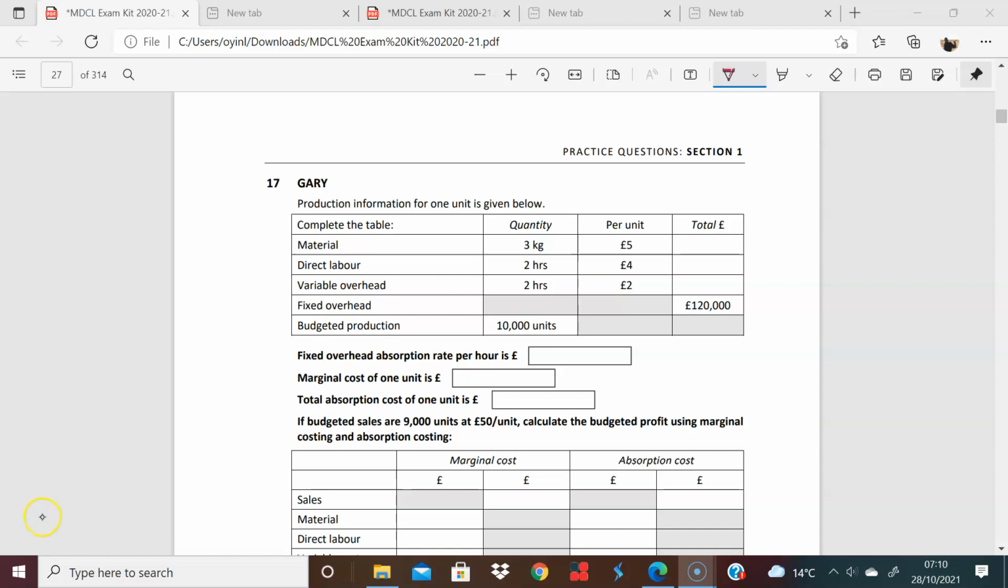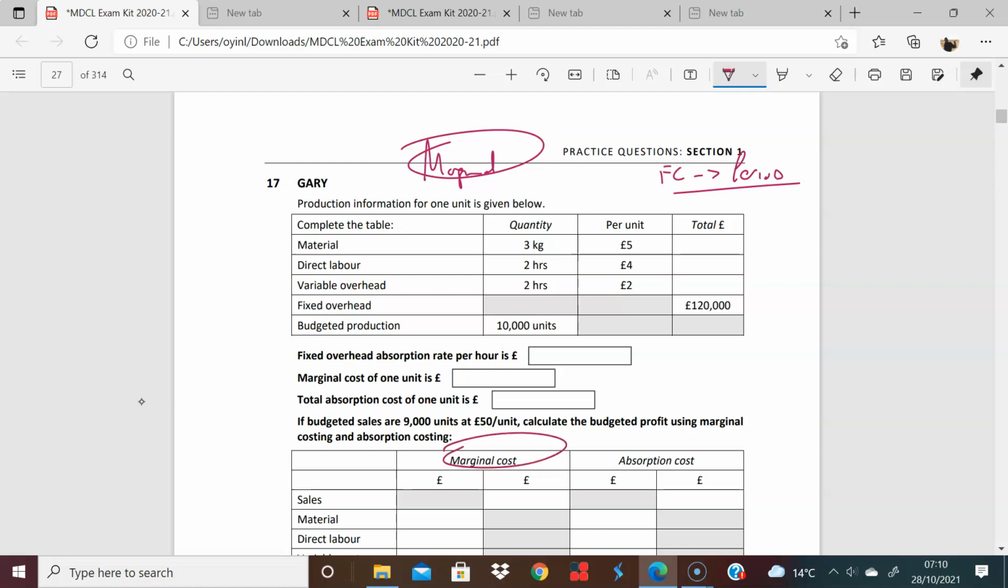Okay, question 17. What we have here is we're preparing two different types of statements under marginal costing and absorption costing. I think it's important to highlight that under marginal costing, we recognize fixed costs as period costs. We do not, I repeat, we do not absorb fixed costs via the absorption method. That's why it's called marginal costing. The truth is that this whole business with marginal costing is really a decision-making tool. It's not a reporting tool, it's a decision-making tool.